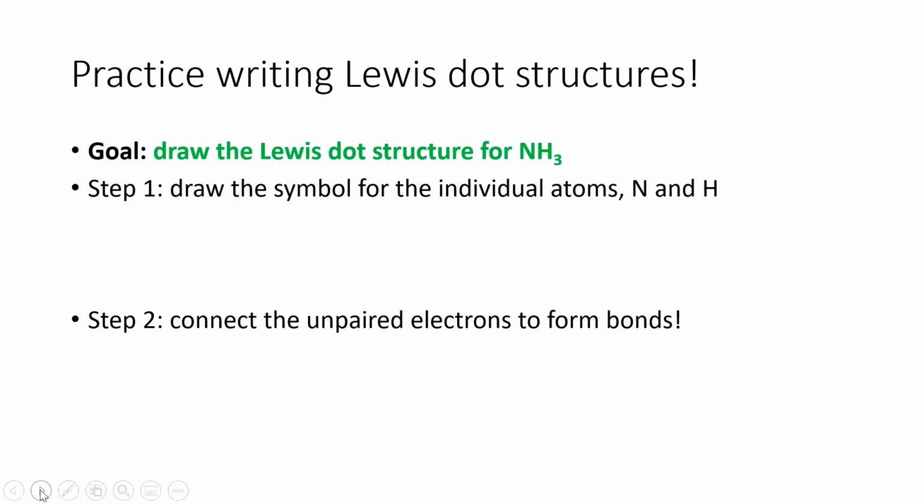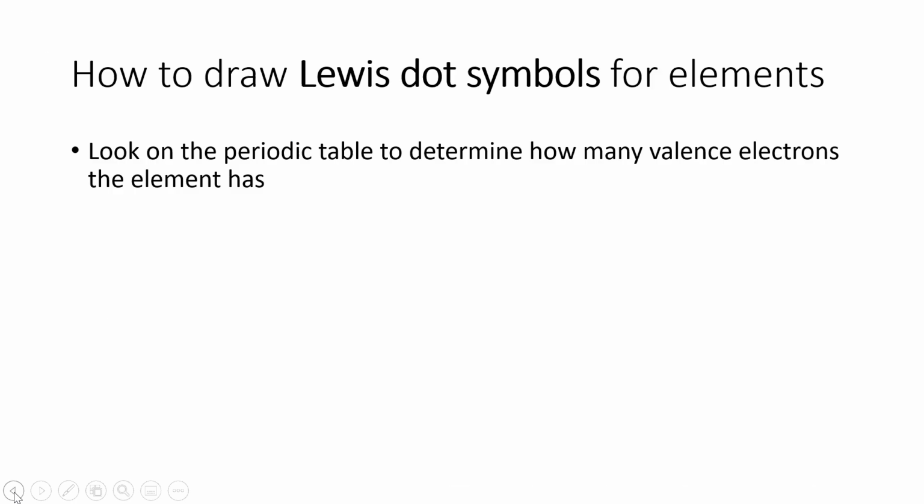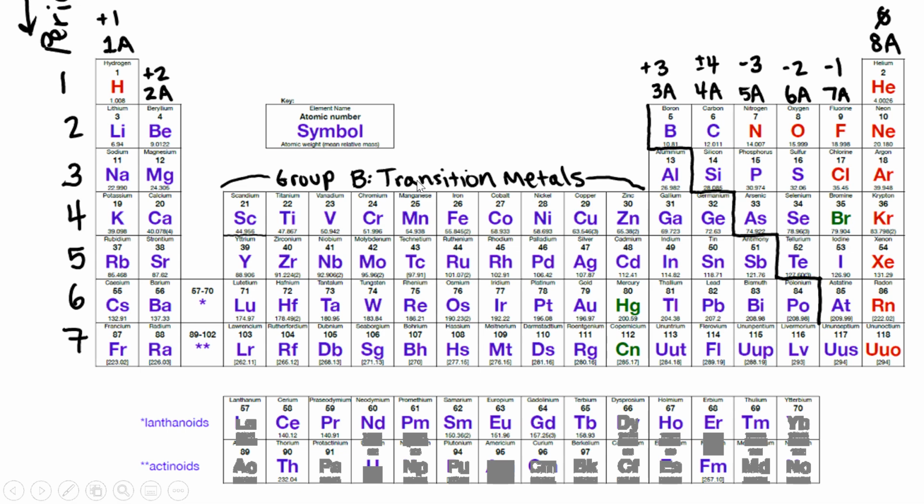So let's try and practice putting this together. Let's say we want to draw the Lewis dot structure for NH3. What you would do first is draw the Lewis symbols for the individual atoms, nitrogen and hydrogen. So I would look at a periodic table, and I'm going to scroll back to this periodic table real quick. Sorry for flipping through this. Oh, here we go. So I'm going to be looking at a periodic table like this one to determine the number of valence electrons that an element has. So whenever I say look at your periodic table, this is what I'm talking about.